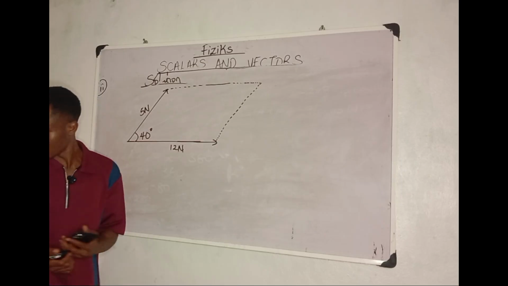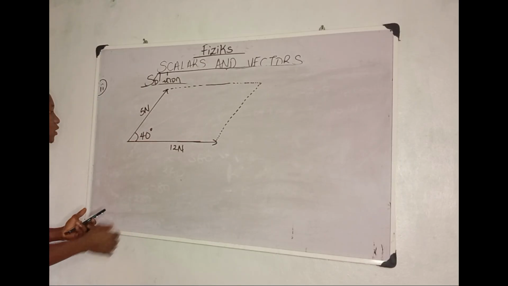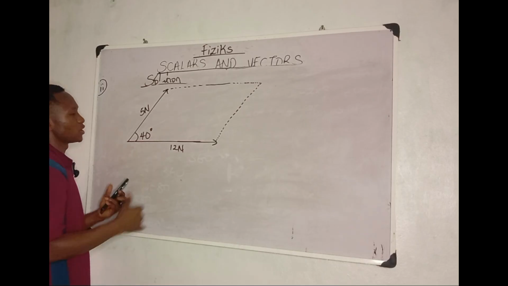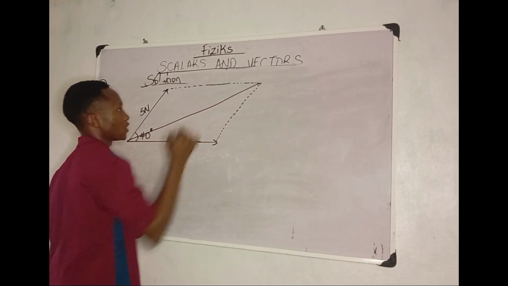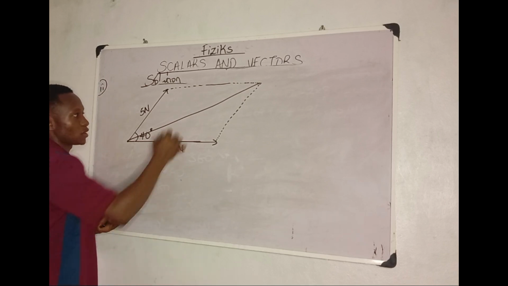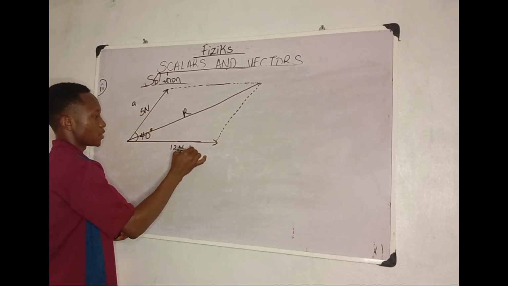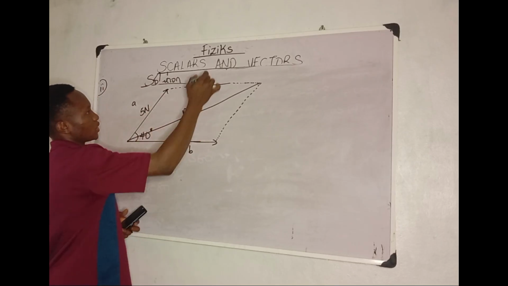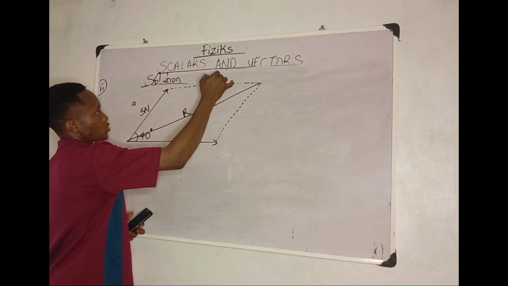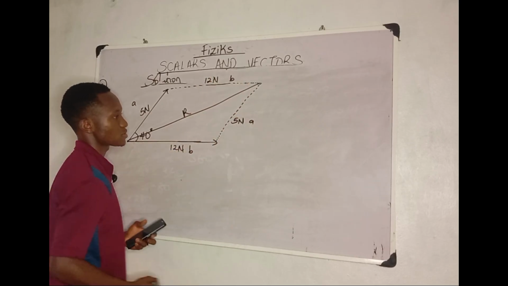In your resultant, you're actually meant to take it from the angle that you were given. That's where you're meant to take it from. So here will be our R. I can decide to label here as A, label here as B, so we don't forget from the cosine rule. Here will be 12 Newton, which is B. Here will be 5 Newton, which is A.